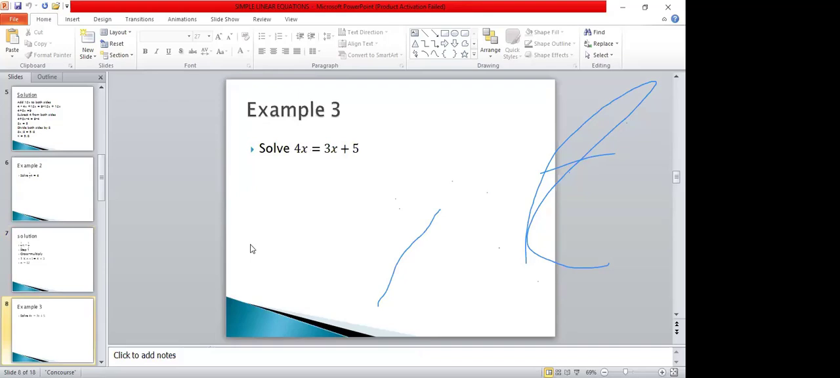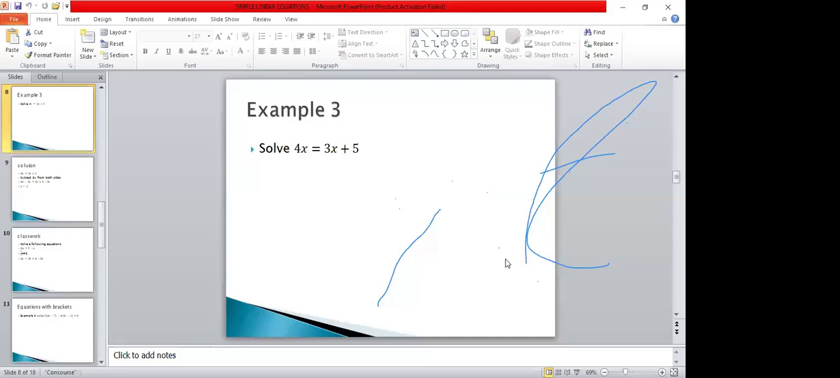Example 3. Solve 4x equals 3x plus 5. Aisha, are you there? So we have number 3 now. Solve 4x equals 3x plus 5. Aisha, please, can you tell me what the like terms are here? What are the like terms in this equation, 4x equals 3x plus 5?